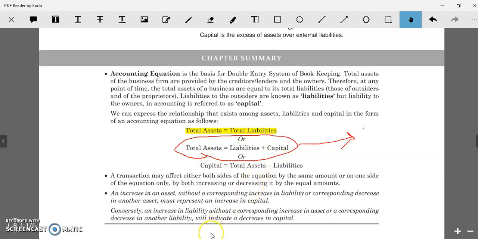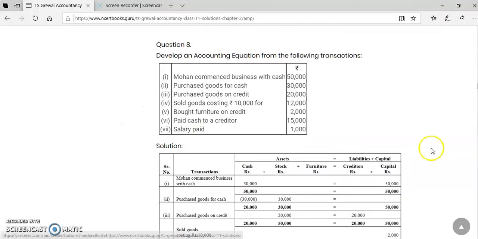So let's understand each and everything with a new question. Today I have two or three questions. First, you can see, develop an accounting equation from the following transactions. Here it is mentioned that you have to just make these transactions into accounting equations. Accounting equation is nothing but the dual concept, total assets equal to liability plus capital. So this is your equation, assets equal to liability plus capital. You can see over here, assets equal to liability plus capital.